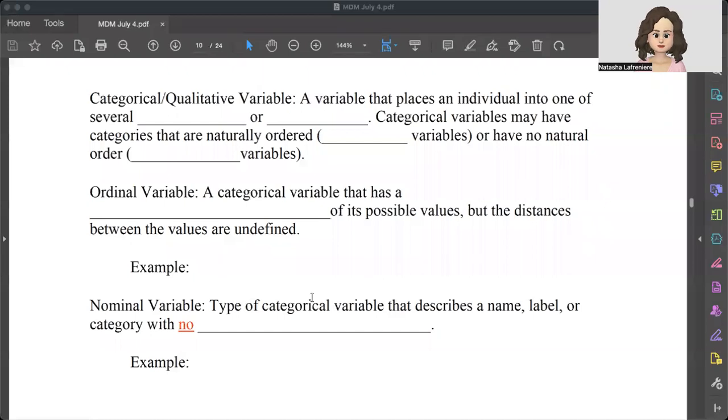So we've got a qualitative variable, a variable that places an individual into one or several categories or groups. They may have categories that are naturally ordered, so ordinal variables, or have no natural order, such as nominal. An ordinal variable is a variable that has a natural ordering. So for example, I'm gonna have to make this bigger here.